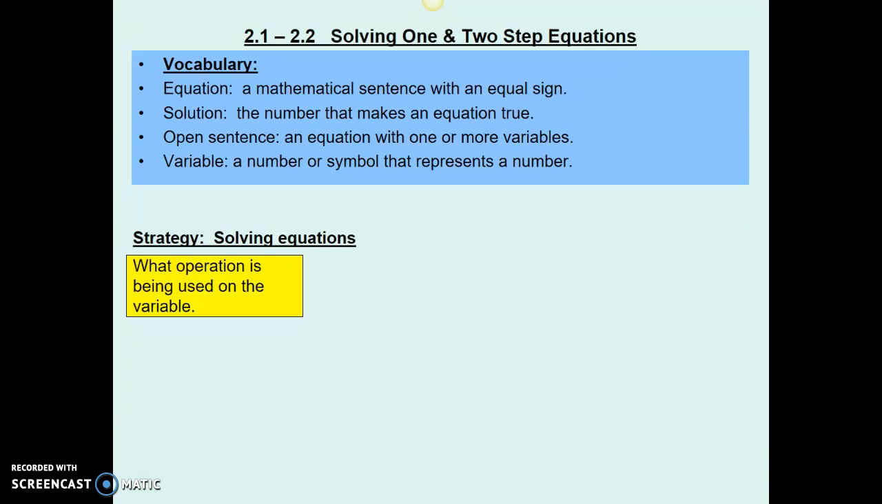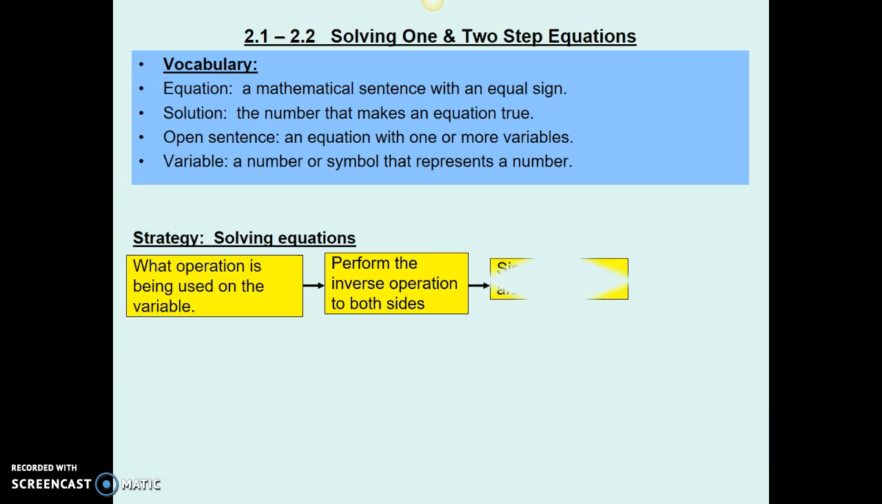An open sentence is an equation with one or more variables, and a variable is a number or symbol that represents a number. Okay, let's take a look at the strategy we're going to use for solving equations. First, we need to identify what operation is being used on the variable in each equation. Next, we're going to perform inverse operations to both sides to isolate that variable. And then we're going to simplify the answer if necessary, for instance, if we have a fraction. And last, we'll need to check the solution.